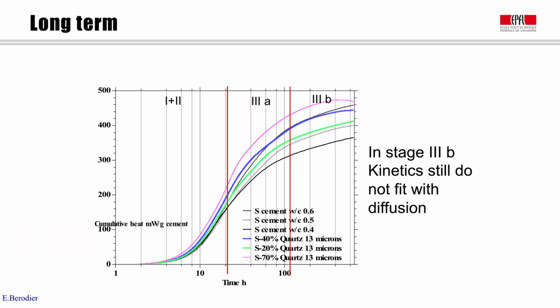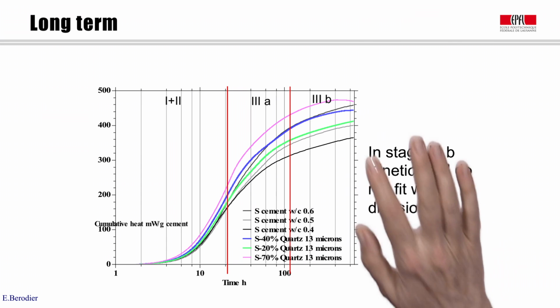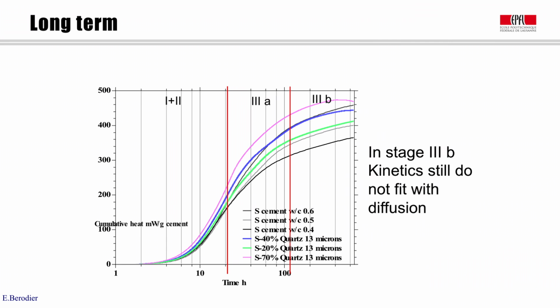So let's go back to our cumulative heat curves, to these different stages. We've looked in this middle zone, zone 3A here, and we've seen that this is controlled by the amount of space available. But what's happening in this very long term? Well, again, we can analyze the slope of these curves, and we really don't see any indication that it fits with the kind of kinetics we would expect from diffusion.